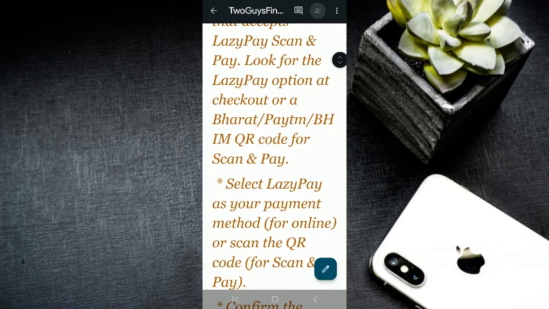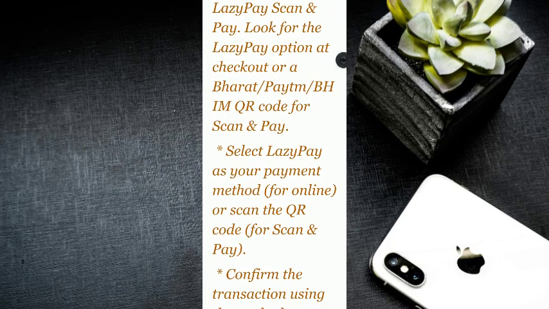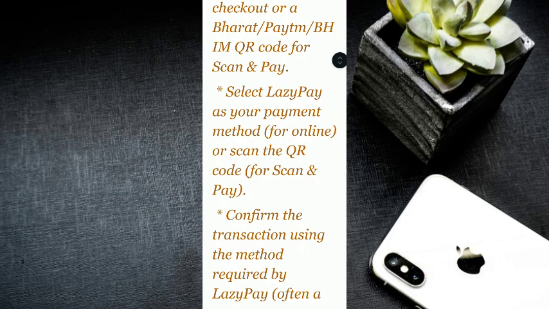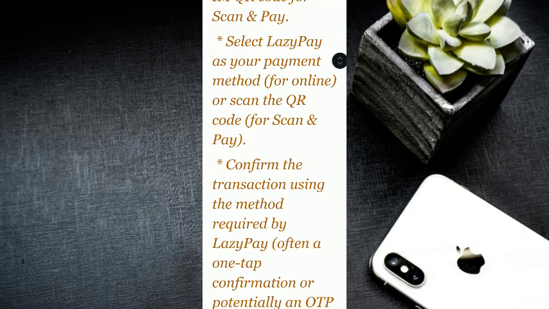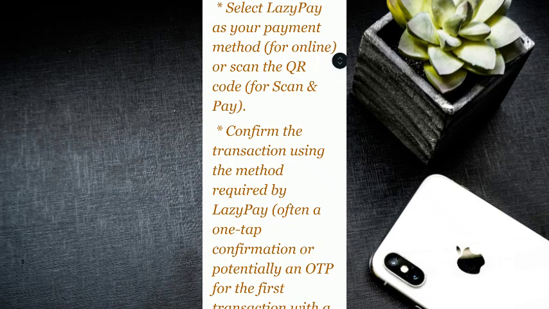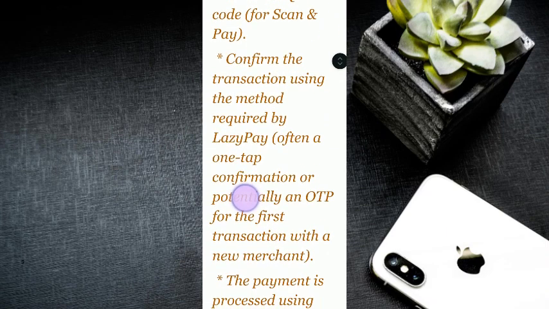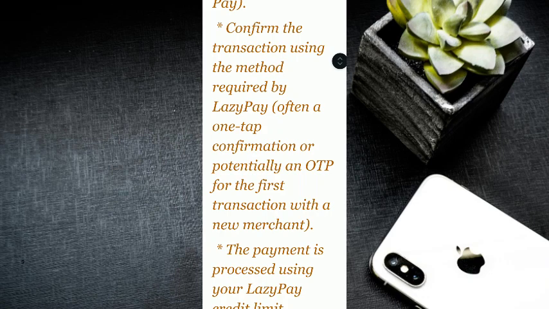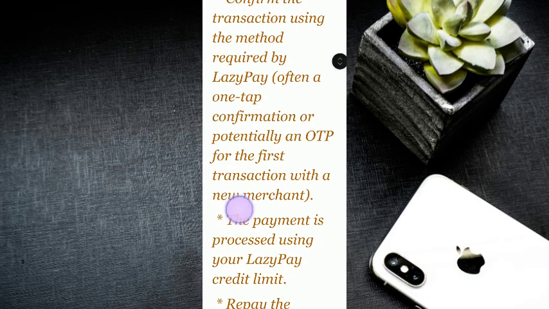Once you see it, select Lazypay as your payment method for online or scan the QR code for scan and pay offline. Confirm the transaction using the method required by Lazypay, often a one-tap confirmation or potentially an OTP for the first transaction with a new merchant. The payment is processed using your Lazypay credit limit.